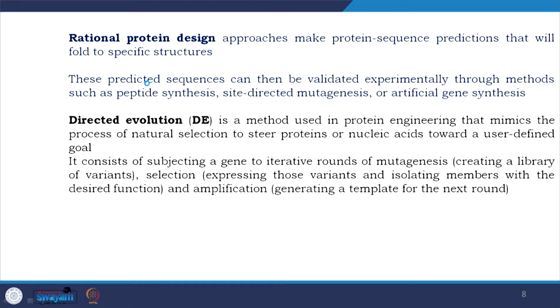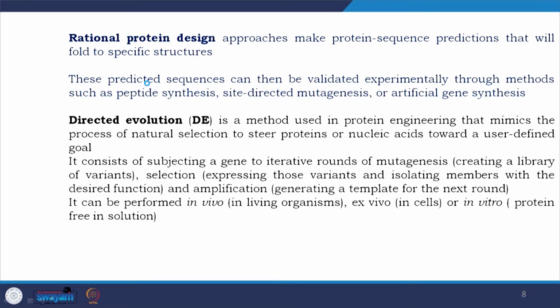In directed evolution, one of the major challenges is to get a proper selection method of the variants. It can be performed in vivo in a living organism like a mouse in the laboratory, ex vivo that means in cells, and in vitro that means you have a gene, you look at the gene's expression, or you take the gene product, the protein, and make an assay out of this.